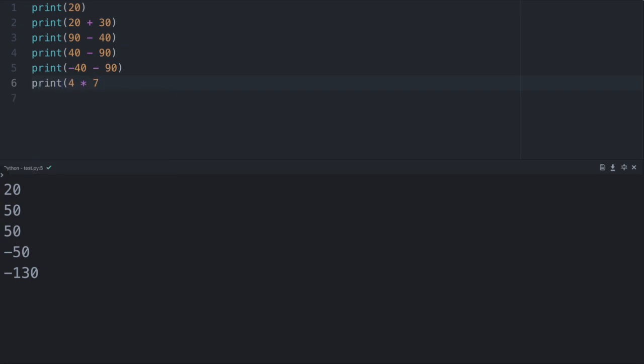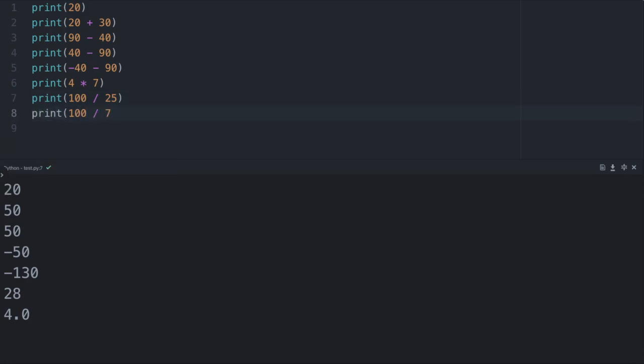To multiply numbers, we use the asterisk. 4 times 7 is 28. Division uses a slash character. 100 divided by 25 is 4. Notice how the 4 is presented as 4.0. This is because the result of a division does not have to be a whole number. So when you divide numbers in Python, expect the result to be a floating point number with a decimal separator. The decimal separator in Python is a point.